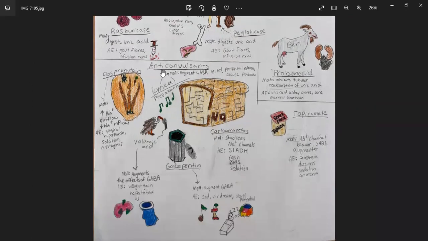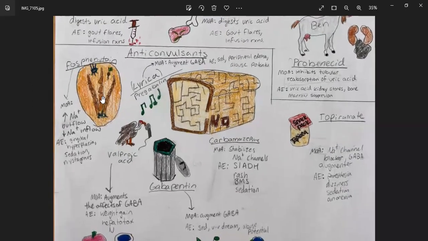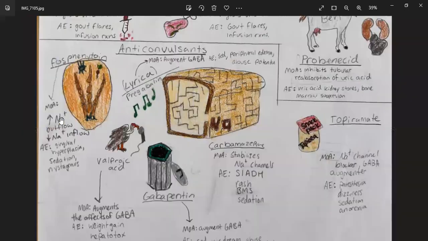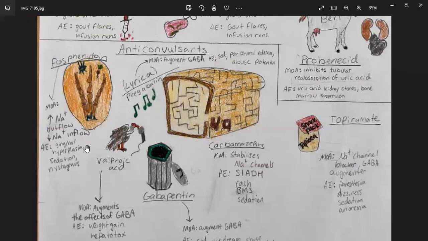Then we have some anticonvulsants. So this is a fossil of a foot for phenytoin. So toe in, that's why it's a foot. So we have some toes here. This mechanism of action is that it increases sodium outflow and decreases sodium inflow. So the word sodium is written right here. This causes gingival hyperplasia, sedation, and then nystagmus.